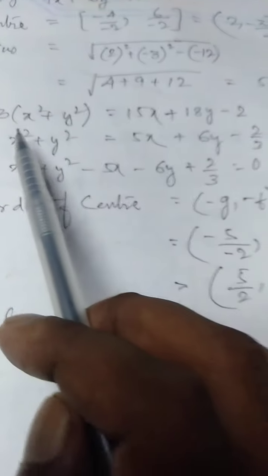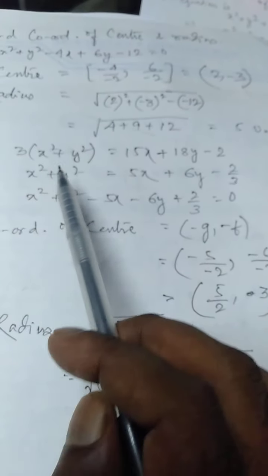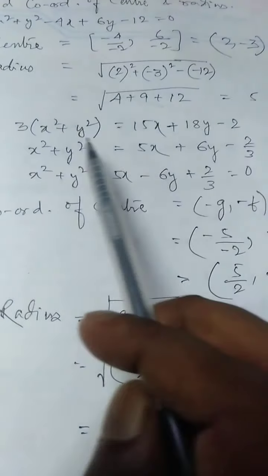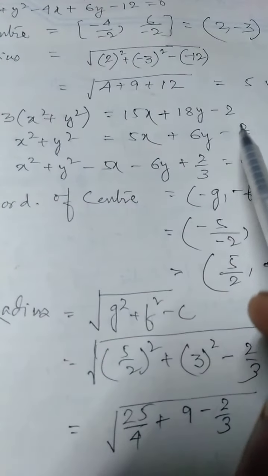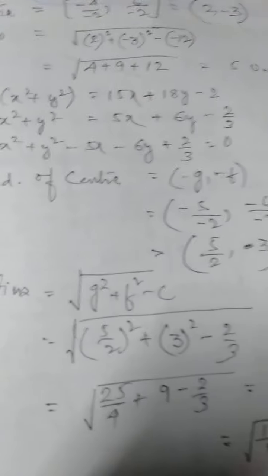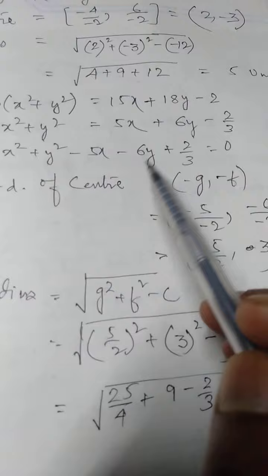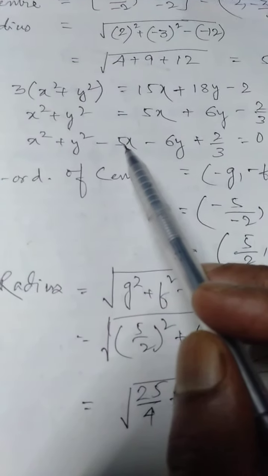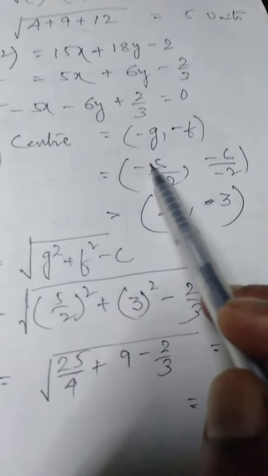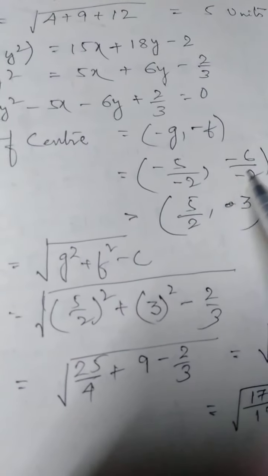So the question was given this, x square plus y square. So what we have done, we have divided throughout by 3. So all the terms are divisible by 3 except this 2. So it has become 2 by 3. Now you put it in the left hand side. So as I told you, how to find the coordinate of center? Divide the coefficient of x and y by minus 2. So minus 5 by minus 2, that is 5 by 2, and minus 6 by minus 2, that is 3.